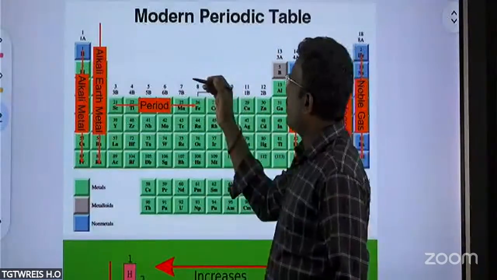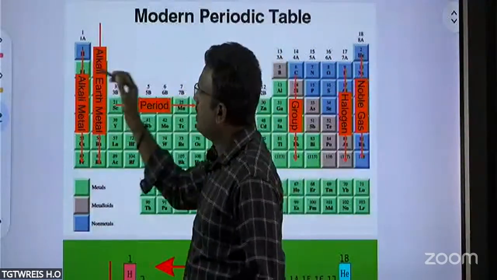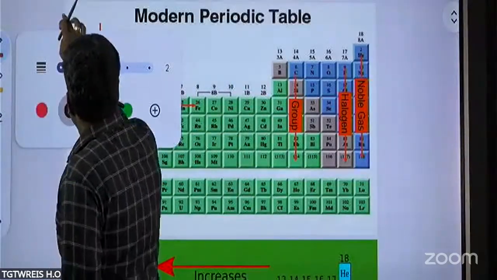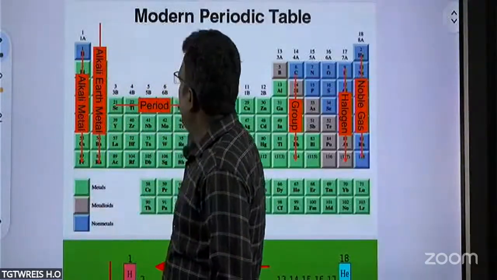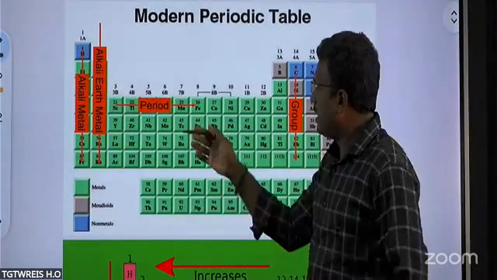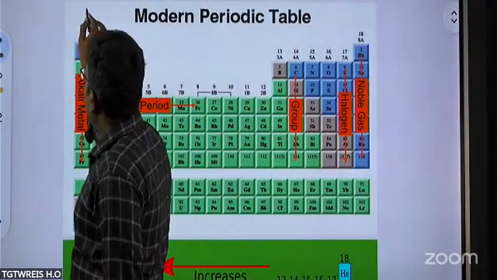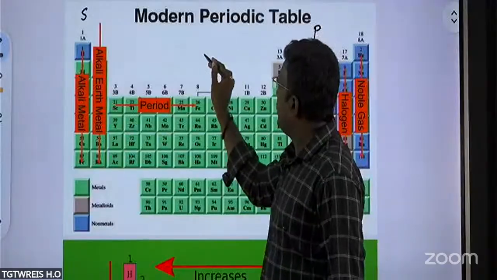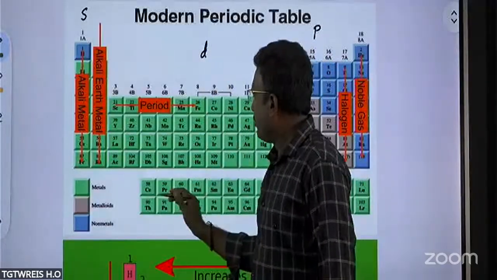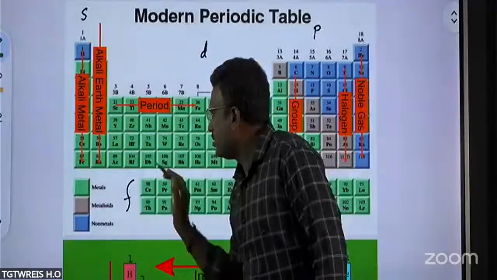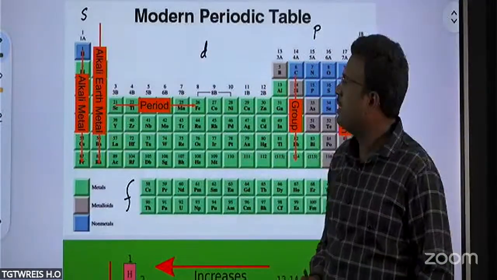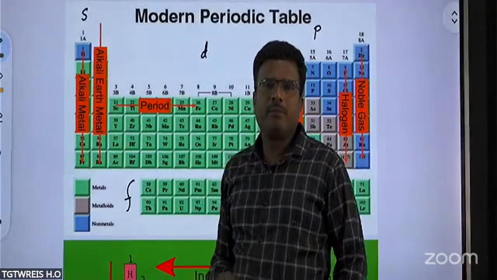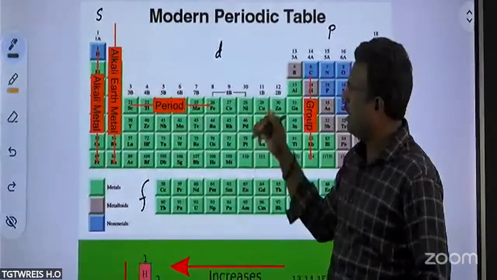Orbitals are of four types: s orbitals, p orbitals, d orbitals, and finally f orbitals. Based on these orbitals the periodic table is designed. The left hand side block is the s block, the right hand side is the p block, and between the s and p is the d block. The bottom of the periodic table is the f block. So four blocks are there in the modern periodic table: s block, p block, d block, and f block.